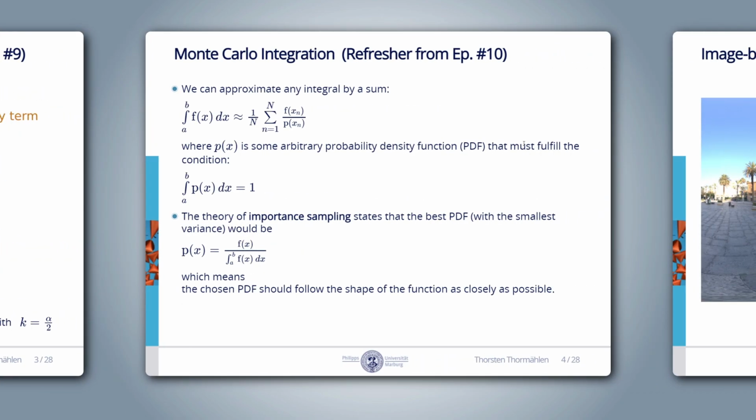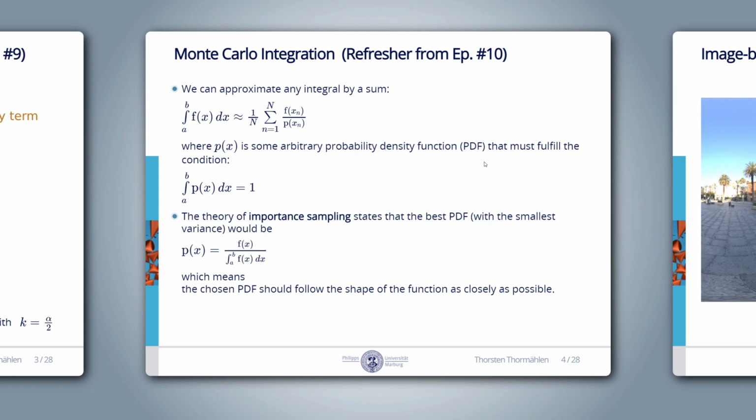The last refresher is a slide from episode number 10 about Monte Carlo integration. Using Monte Carlo integration and importance sampling, we can approximate any integral by a sum. Here we have an integral from a to b of f of x dx. This integral is approximated by 1 over capital N, where capital N is the number of samples, times the sum over f of xn, which is the function value at the sampled x location, divided by p of xn. P of x is some arbitrary probability density function called PDF for short.